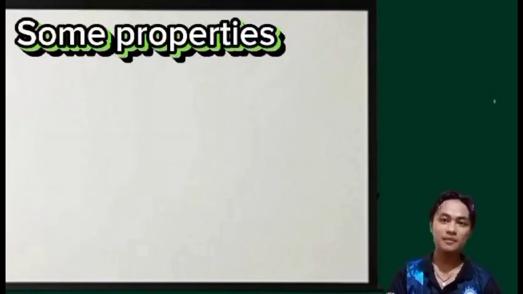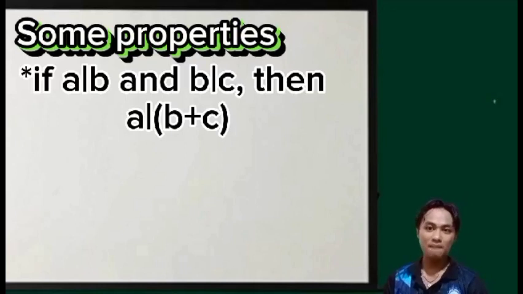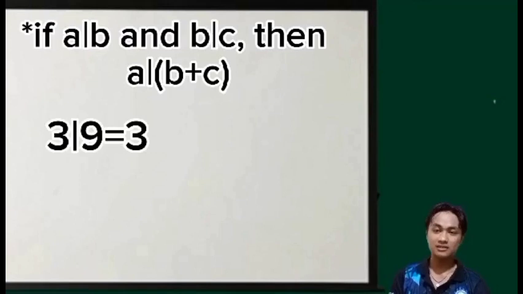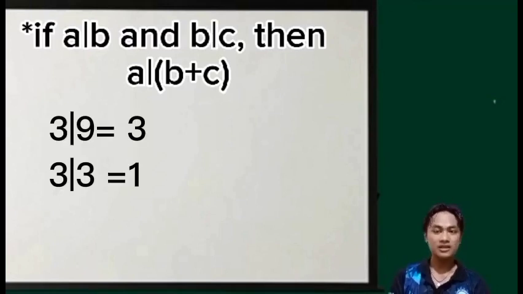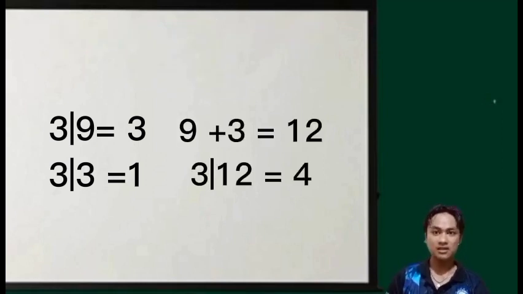Now let's move on to the last property of divisibility, which is if a is divisible by b and b is divisible by c, then a is divisible by b plus c. Example, 9 divided by 3 is 3, and 3 divided by 3 is 1. So now 9 plus 3 is equal to 12. So 12 divided by 3 is 4.